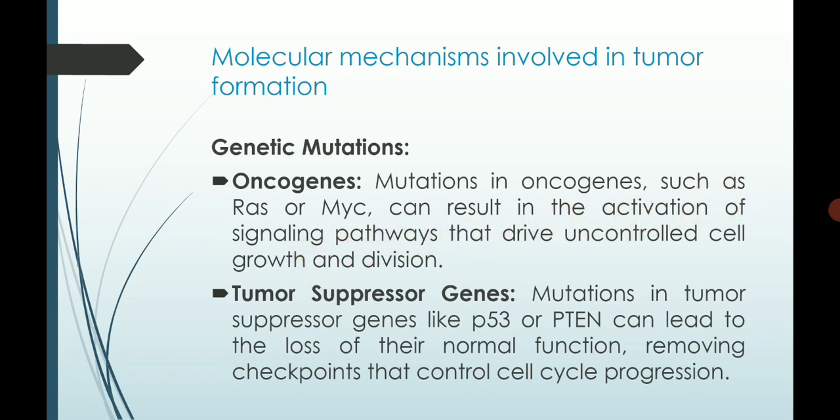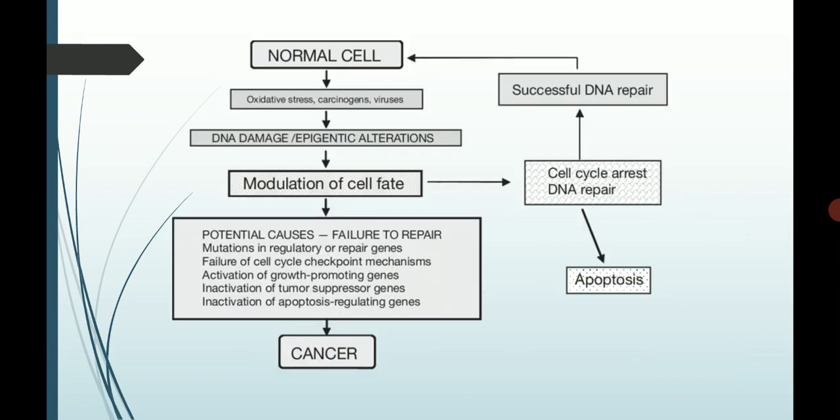And tumor suppressor genes also. If there is any mistake in the repair mechanism, recombination or deletion, any kind of mutation that happens in the tumor suppressor gene, that also will lead one person to get a cancer or tumor condition.